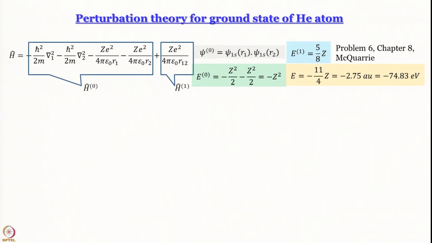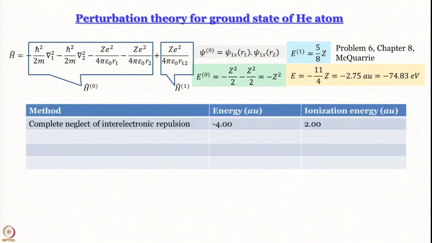Is that good or is that bad? Actually, it is not all that good. So, let me now show you another compendium of results. Remember, when we had completely neglected inter-electron repulsion, the energy that we got in atomic units was minus 4. Okay. Here at least we get minus 2.75. First order perturbation theory calculation gives us minus 2.75 atomic units.